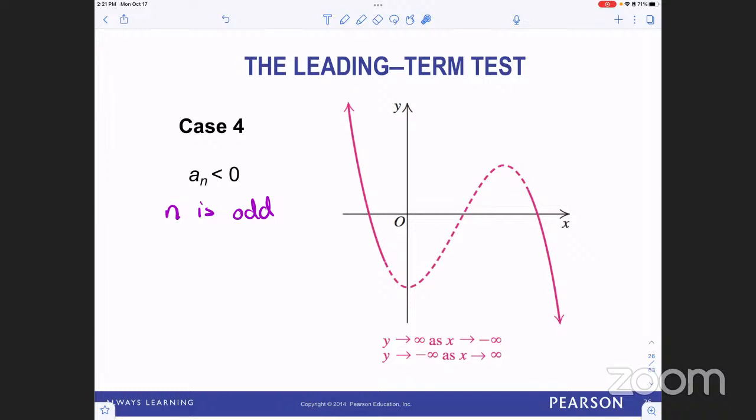2 of them for even, 2 of them for odd. A positive leading coefficient means we go up to the right. Even means the other side does the exact same. A negative leading coefficient means we go down to the right. Odd degree polynomial means the other side does the opposite. Okay, so that's a summary of those 4 scenarios.